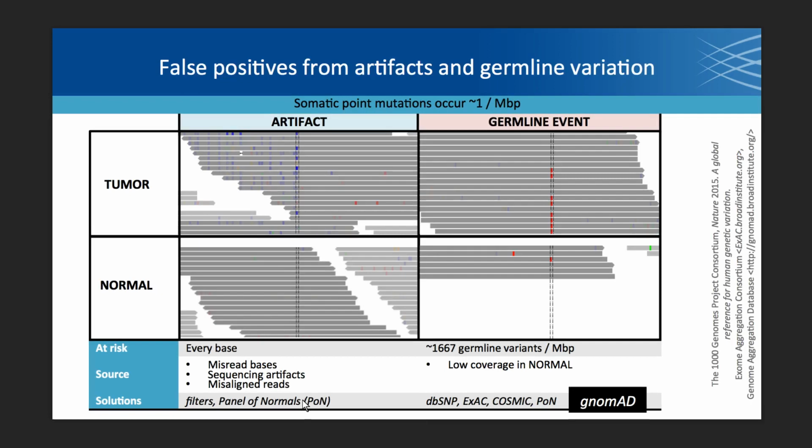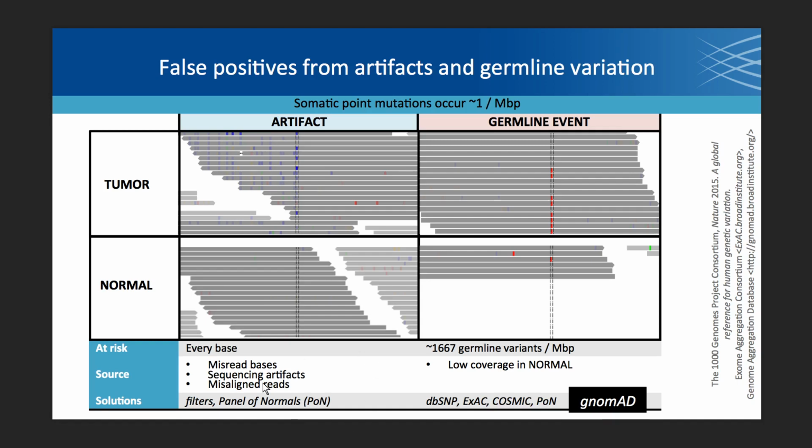And so if we increase our sensitivity, what else do we increase? You answered this for Yossi? Yes, we increase our false positives. And so with the increased sensitivity, we need specialized filters to make sure we remove these false positives. And these false positives come from two major sources, artifacts and germline variation.